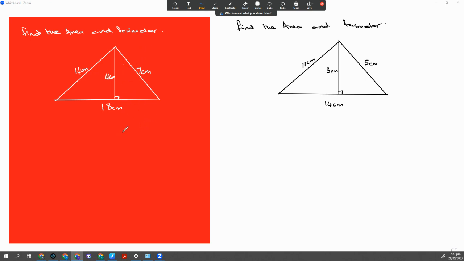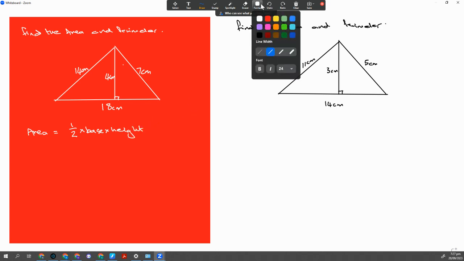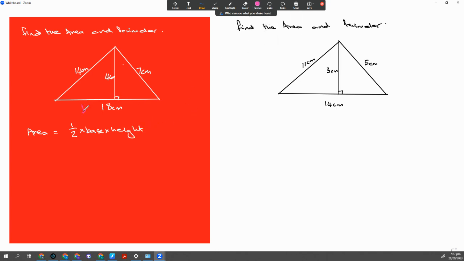All right, so area and perimeter means that if I'm going to look for the area, I'm going to use the formula for a triangle. And what is the formula for a triangle? It's half times the base times the height. And remember, your base is at the bottom over here, and this is your height over here, which is h. So that's going to be my height, and this is my base.